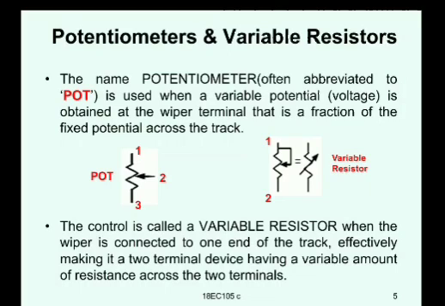Now let us see the next one. The control in a variable resistor. When a wiper is connected to one end of the track, it effectively makes it a two-terminal device having a variable amount of resistance across the two terminals.